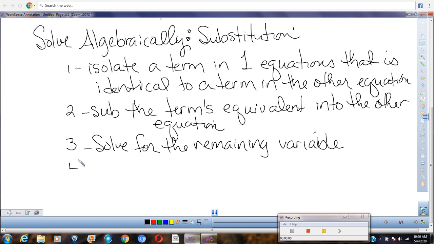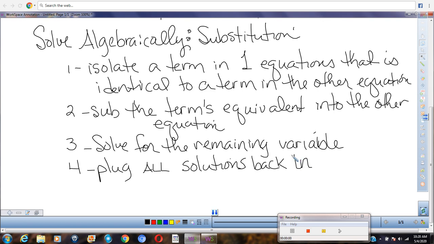Step 4, plug all the solutions back in to find the point. So if there's 2 x's you get, if there's 3 y's you get, you want to plug all of them back in. And again, remember that these are places where they intersect, so they're points, and they have to be written as such. So let's try an example.